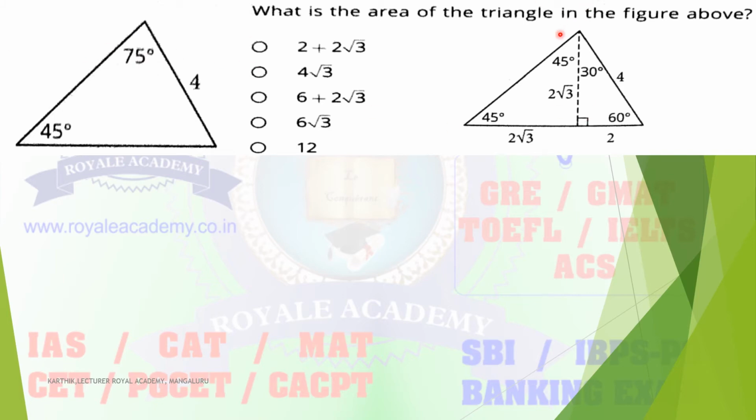So bisecting this, what happens? 75 is split into 45 as well as 30. Already 45 is given, and if you bisect here, 90 degrees plus 45 degrees, the remaining is 45 degrees. And here also 90 degrees, this is 30 degrees, and 60 degrees. Two different types of right angle triangle you can observe in this triangle: one is 45, 45, 90, and the second one is 30, 60, 90.